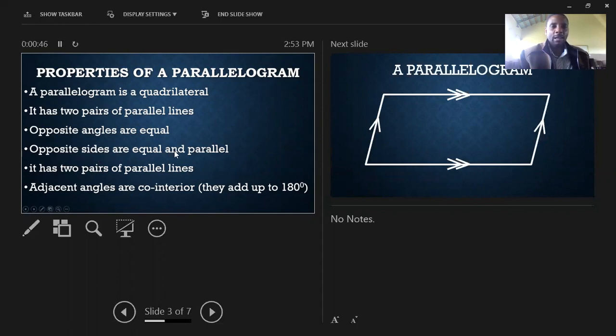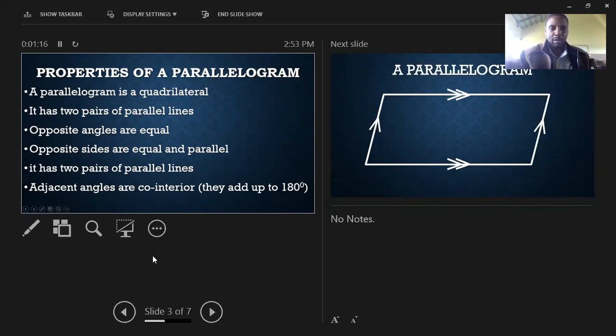Opposite sides are equal and parallel. This side and this side are equal and parallel. This side and this side are equal and parallel. Then adjacent angles are co-interior. Adjacent, this one and the adjacent one here, they are co-interior, meaning they add up to 180 degrees. Co-interior is also called allied angles. So this being 40, for example, this will be 140 to add up to 180. Don't confuse adjacent and opposite.